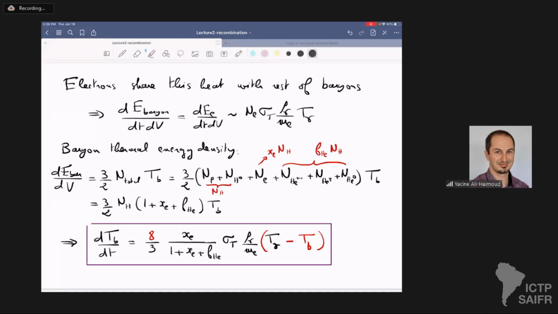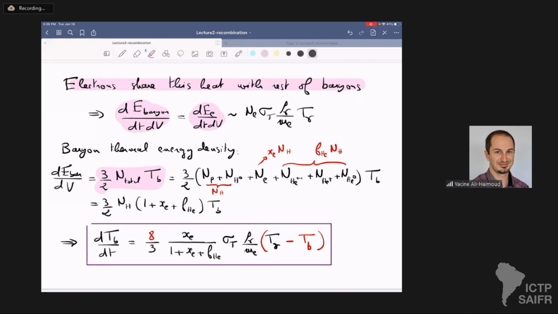So electrons now are very generous, and they're going to share all this heat with protons, the hydrogen atoms, helium atoms. So in fact, every time they get some energy per unit time per unit volume, the electrons share this with all the baryons. Now, what is the baryon thermal energy density? It's 3/2 of the number density of baryons times the temperature.